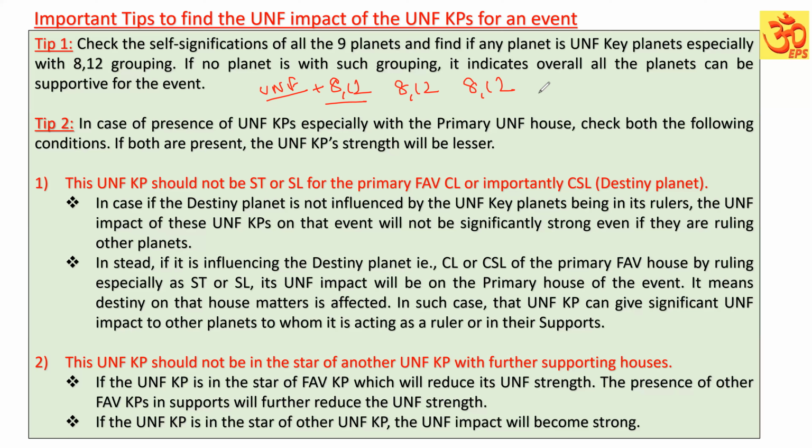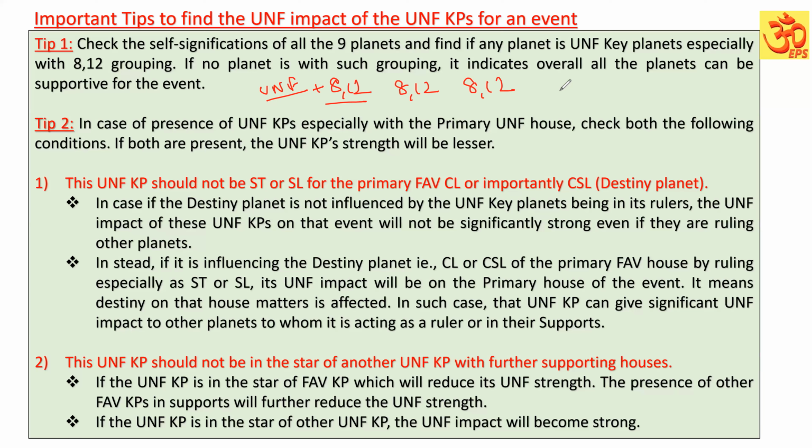Because those planets are free from the trouble-giving houses to the Lagna, when such a planet is there as a star lord or sublord or support to other planets, obviously other planets will not get the impact. So that way, no planet has such an unfavorable grouping with the 8 and 12 houses. Importantly, overall that chart is going to be supportive for the Lagna and also for the event.